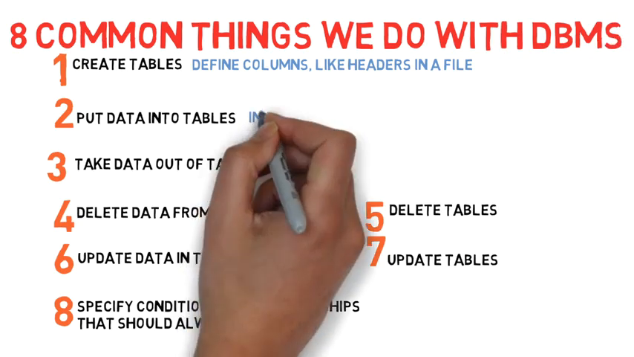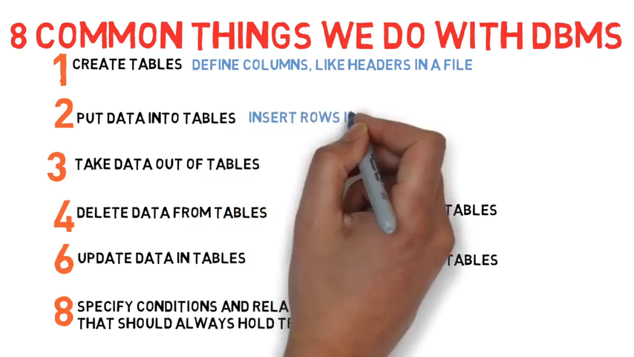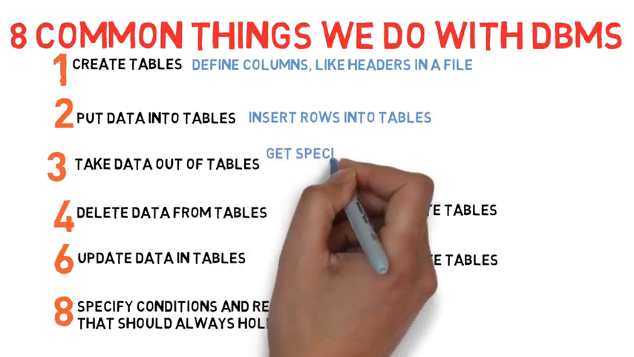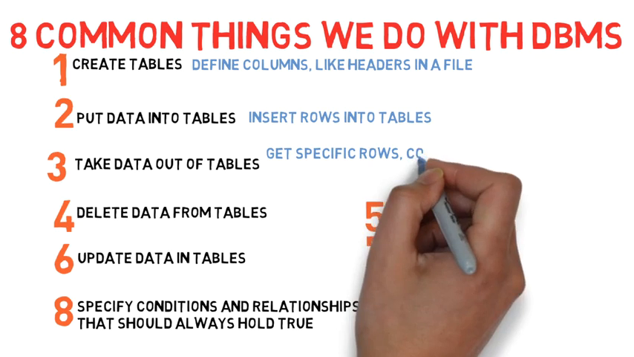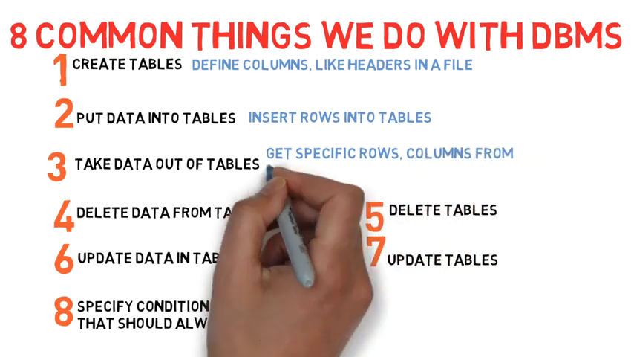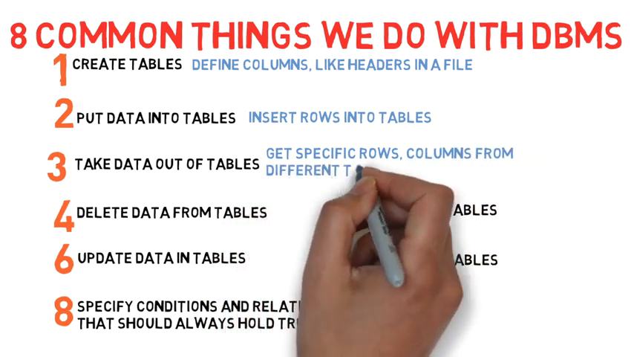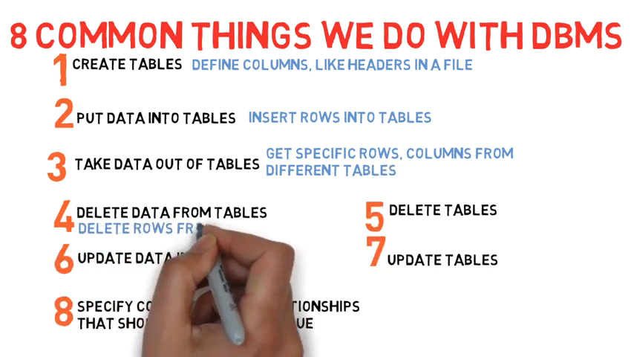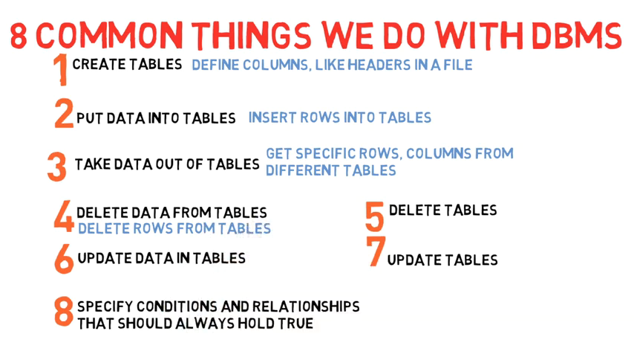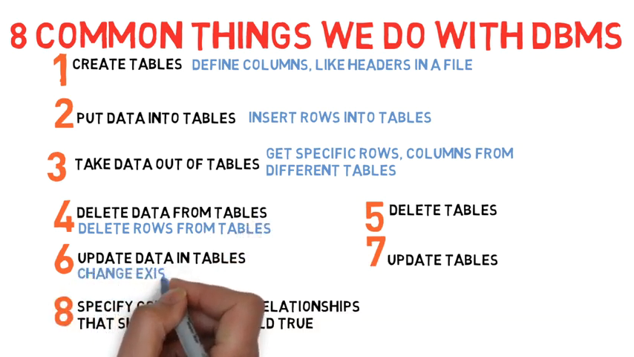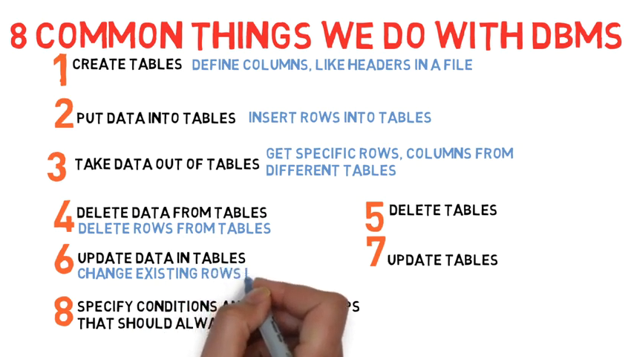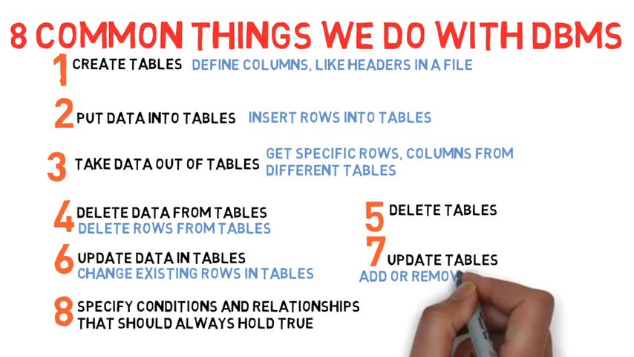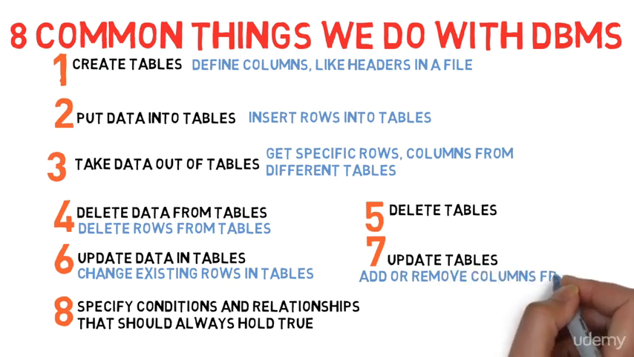Alright, putting data into tables. So we insert rows into tables. Since data is rows and columns, when we insert rows, that's when we put data into tables. Taking data out of tables, we can get specific rows and specific columns from different tables together. We can delete rows from tables. We can also change the existing rows in tables. And when we update tables, that is, change the table structure, we can add and remove columns from these tables.